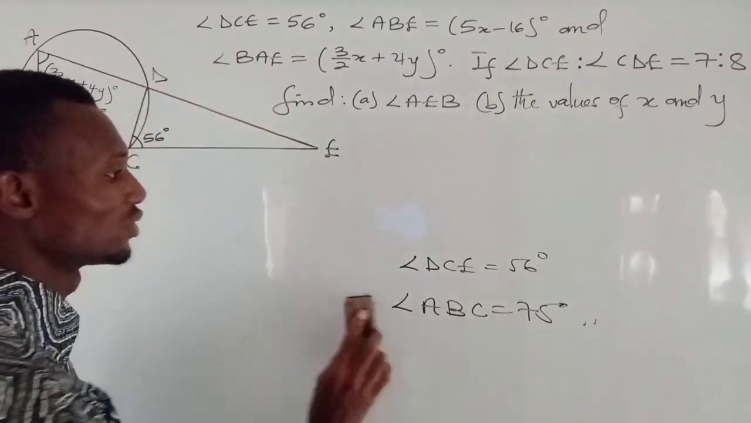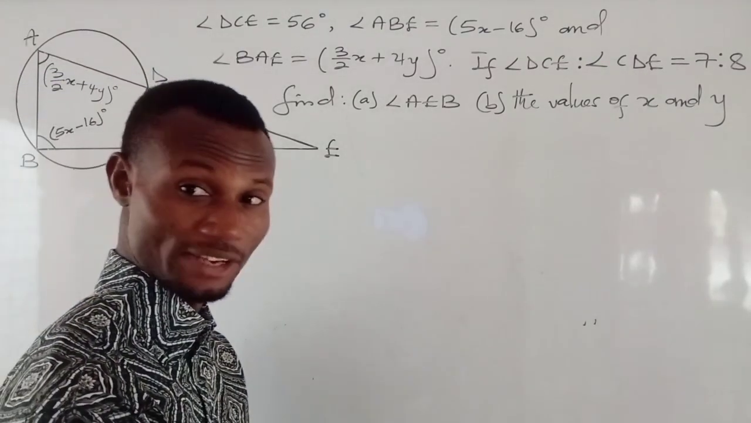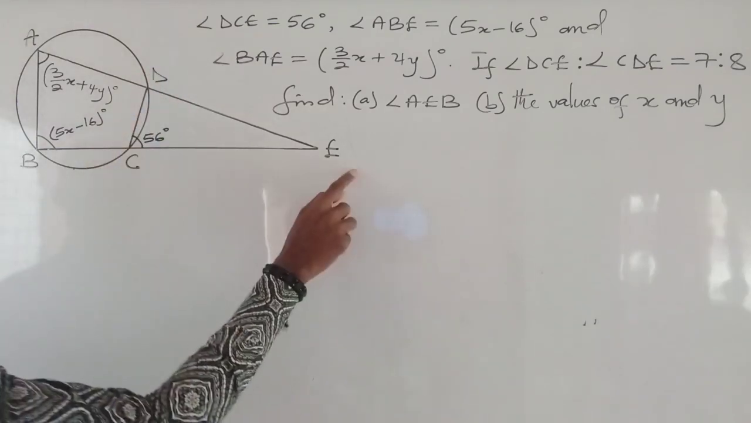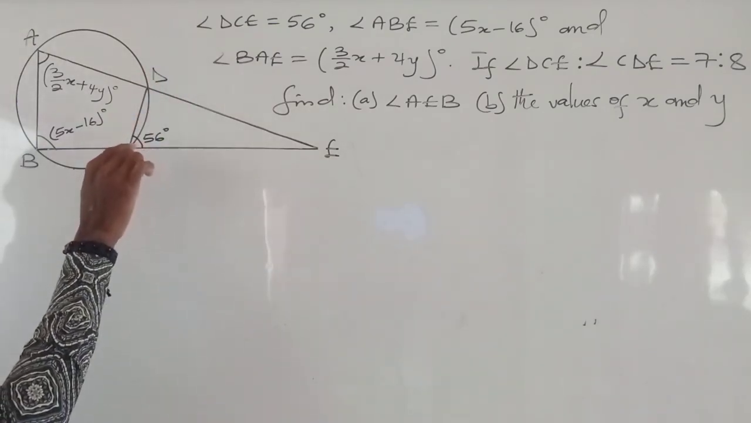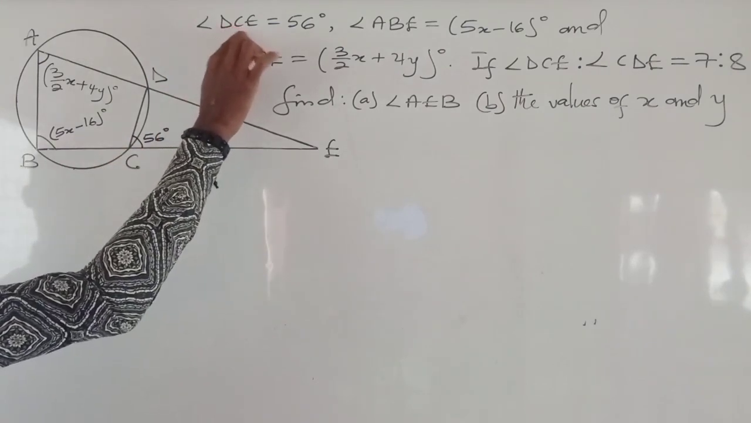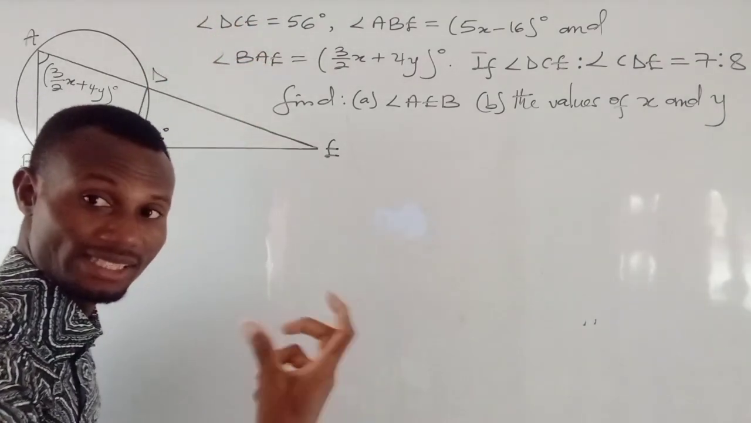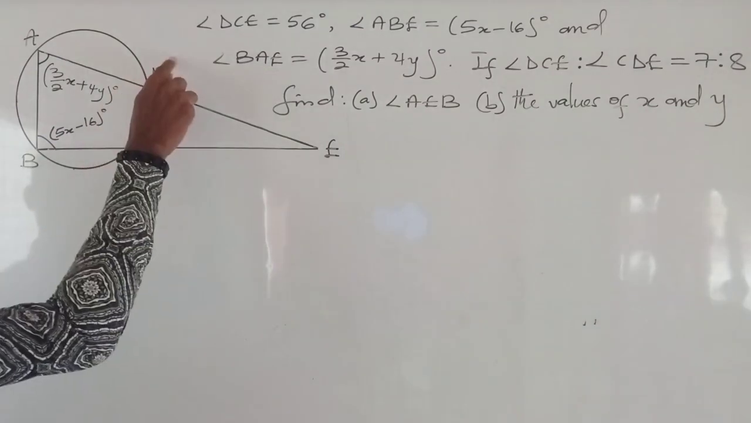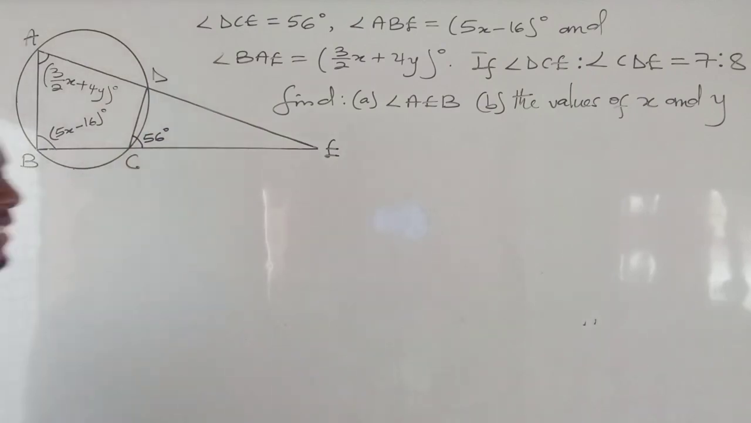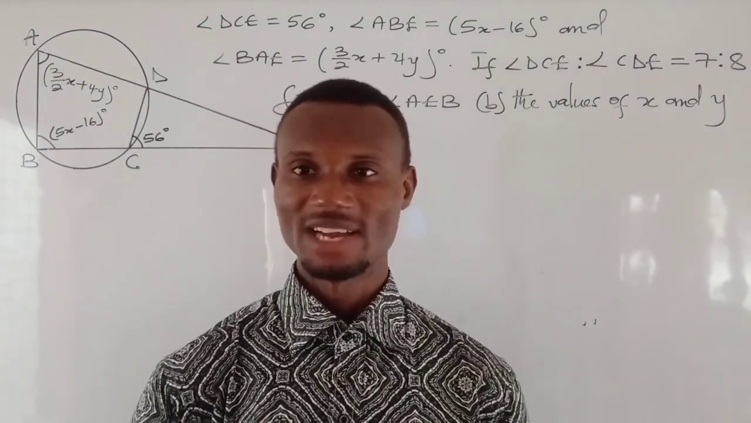Okay, so we are going to start with the angle DCE, which is 56 degrees. Let's go to the diagram. We have angle DCE, which is given to be 56 degrees, which is the angle formed here. You can see that the middle letter is the C, so the 56 degrees angle is formed at the letter C. I hope the explanation is clear enough up to this point.